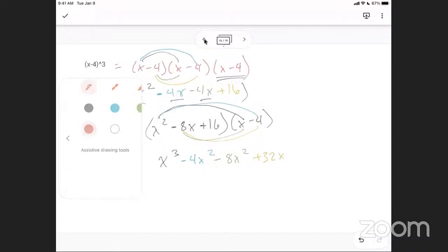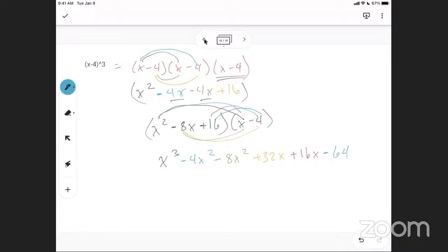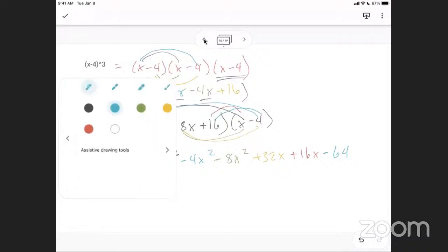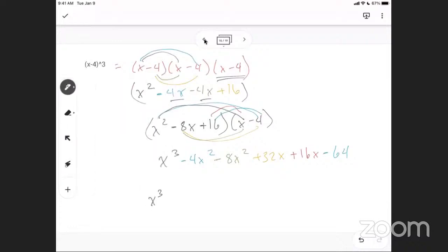Good. And then you take this 16 and multiply it here. 16x. And then finally, you take the 16 and multiply it by the negative 4. Negative 64. Now you add all your like terms. So it'd be x cubed minus 12x squared plus 48x minus 64.